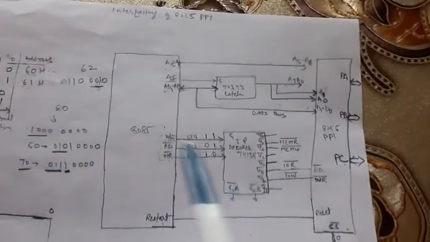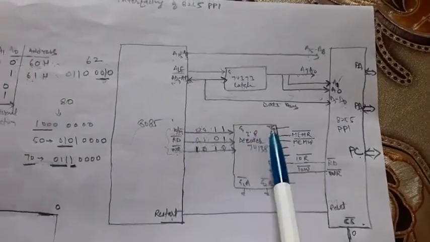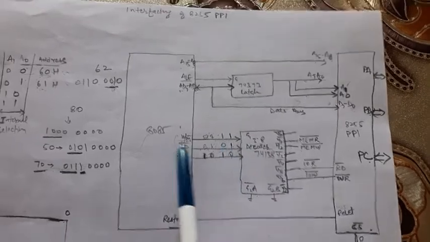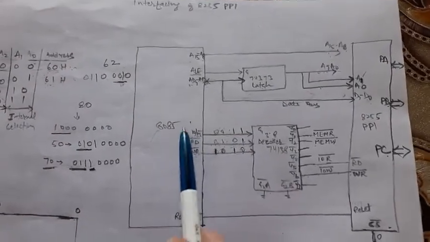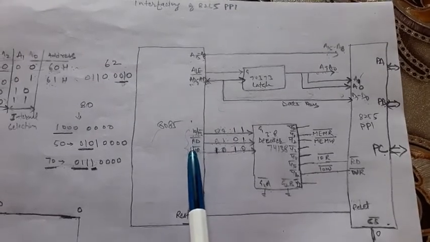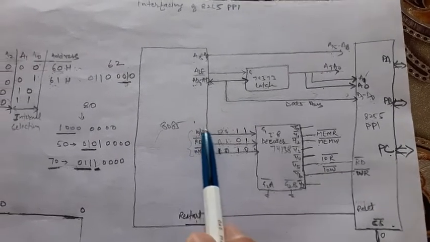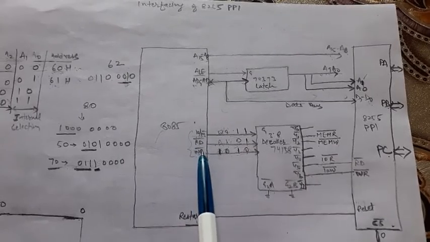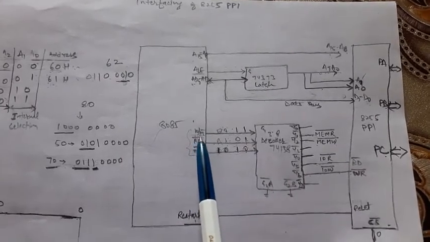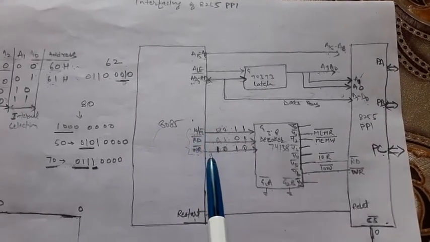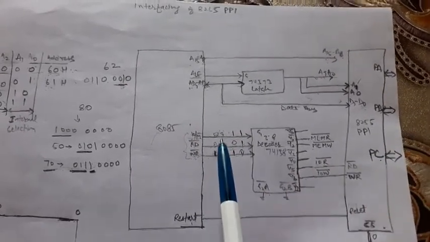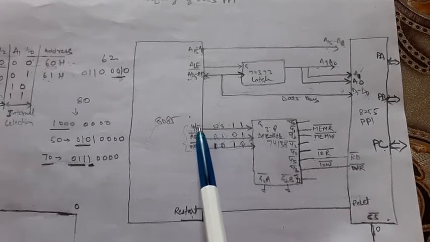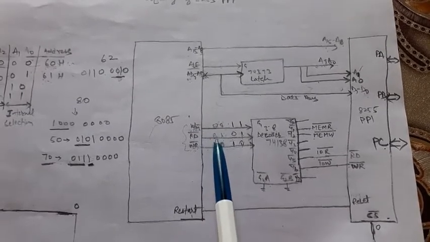Here I have used one decoder. The pins on the 8085 chip are IO/M bar, read bar, and write bar. These are three of the control signals. Based on the values of these control signals, this chip will have the control signals. Now suppose these control signals have the values 0, 0 and 1.